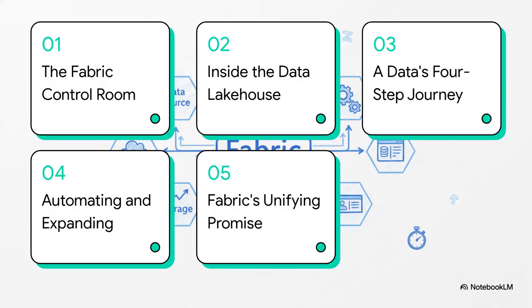So here's what we've got on tap. We're going to start in the control room, get our bearings. Then we'll dive into where all the data lives, the lakehouse. After that, we're going to follow one piece of data on its entire journey, step by step, from raw to ready. We'll even see how to put the whole thing on autopilot. And finally, we'll get to the big idea behind it all, what makes Fabric such a potential game changer.